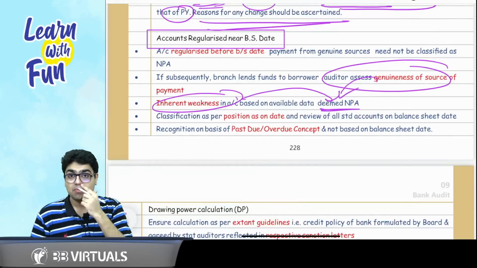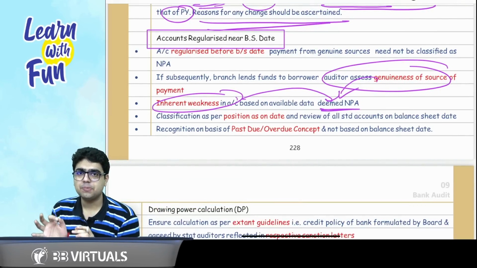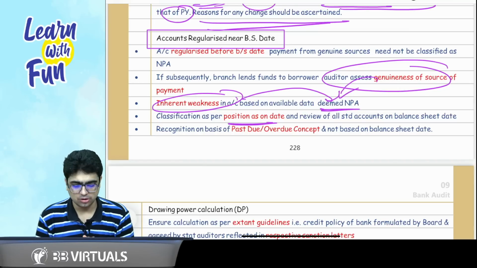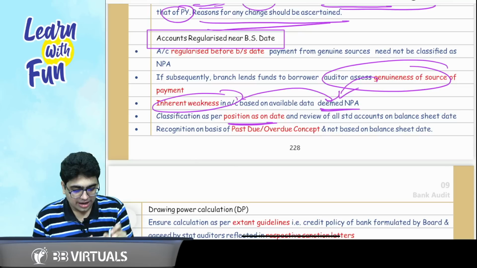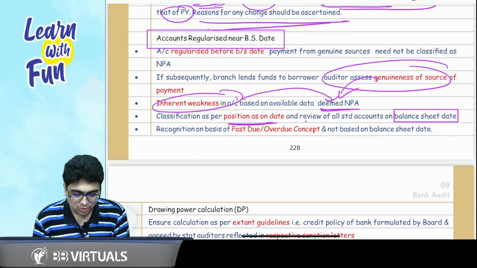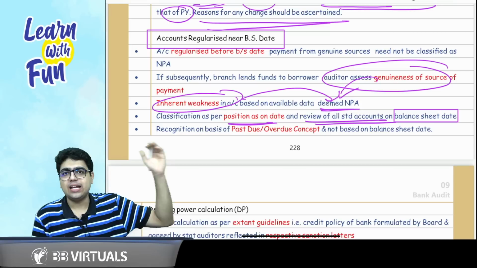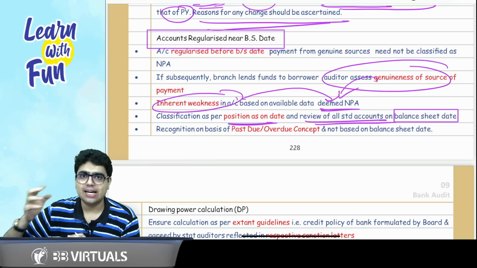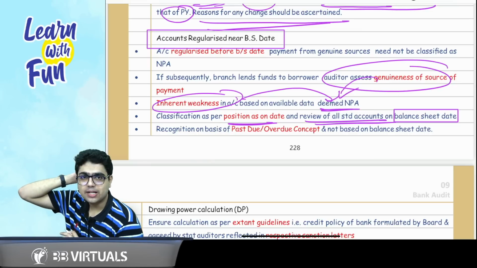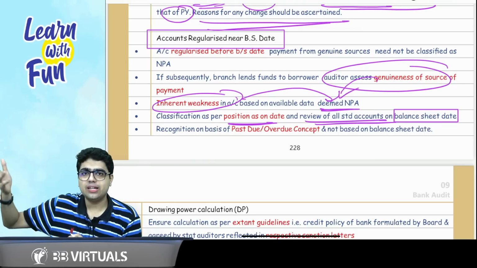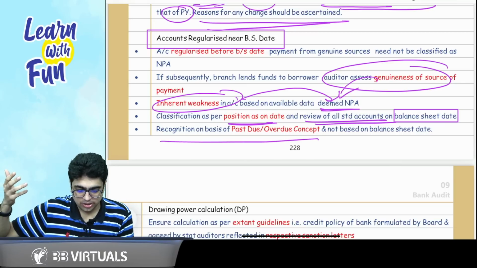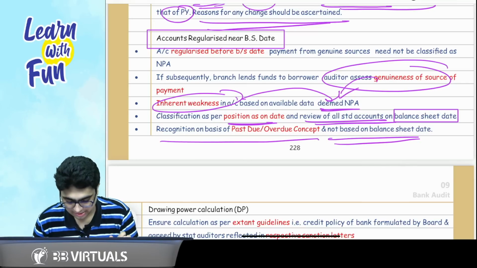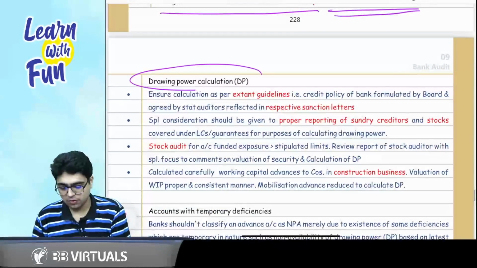Plus, this classification is always as per the position as on date. So as on the balance sheet date, you need to review all the standard accounts to see if any standard account has slipped into NPA. Plus, NPAs are classified on the basis of the overdue concept. So make sure throughout the year, NPA classification is continuing. It should not only be based on the balance sheet date. Got it, sir? Now comes the concept of drawing power calculation.